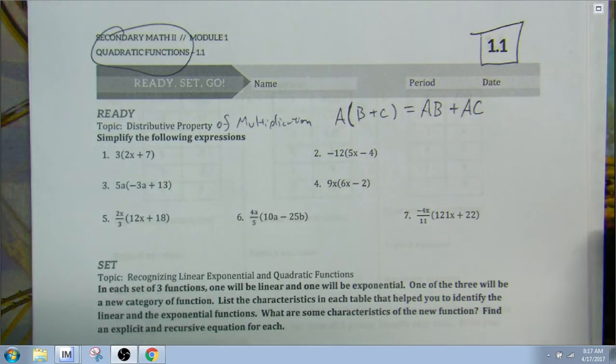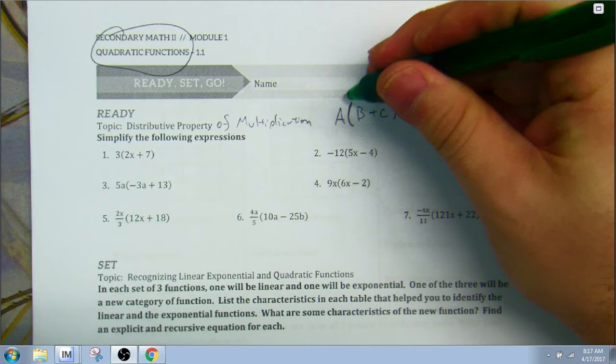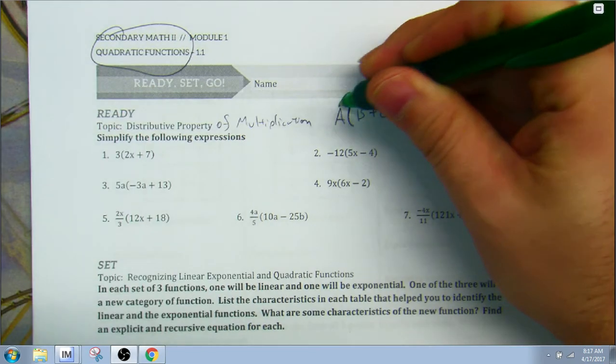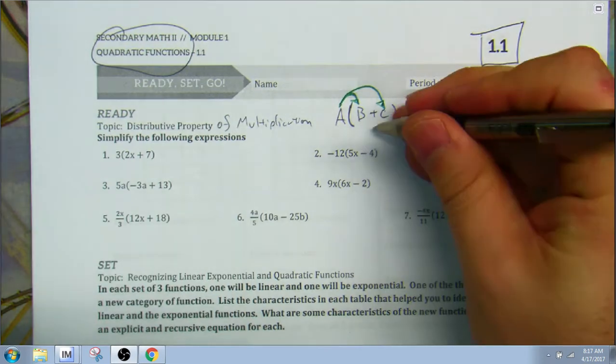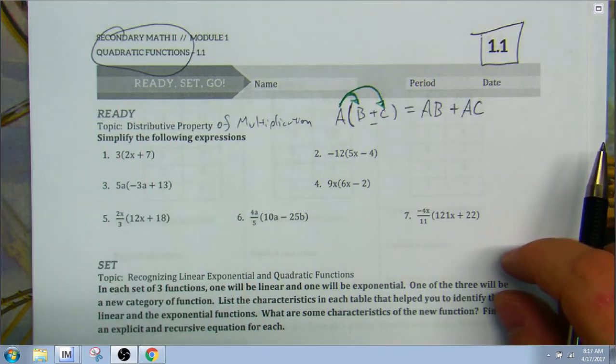Now, a lot of people have some creative ways of trying to remember how this works. One of the most common ways is just to think of the A goes to each term like that. And the terms themselves are broken up by that addition sign. That's how we know we have these different terms.